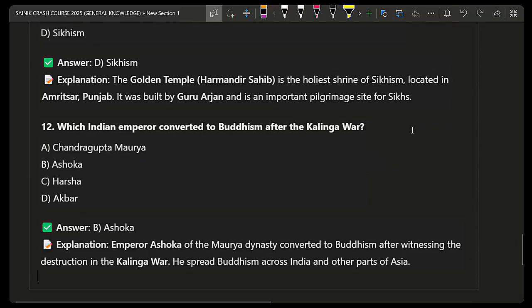Emperor Ashoka of the Maurya dynasty converted to Buddhism after witnessing the destruction in the Kalinga War. He spread Buddhism across India and other parts of Asia also. Next question.